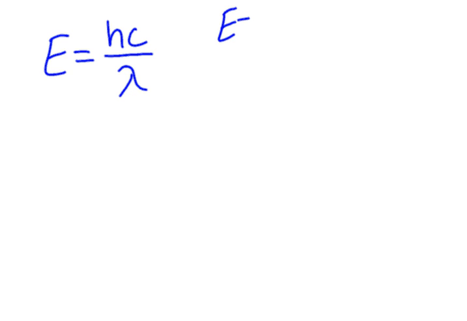Alright, this video is on the calculation of energy based on a wavelength of light. So, first thing we need to have is the equation, which is energy is equal to Planck's constant times the speed of light divided by wavelength. Now, a couple important facts you need to know is what these variables are. So, obviously, E is equal to energy.